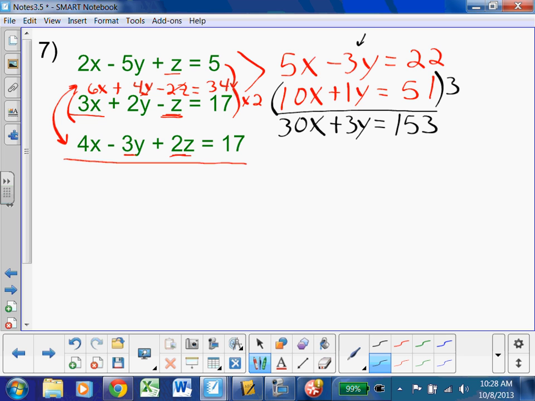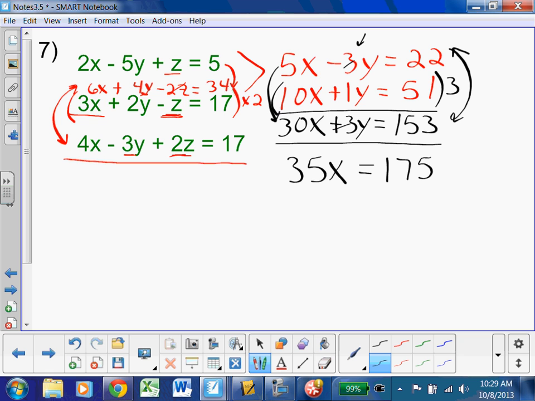All right. Now, add these two equations together. Add those two equations together. Notice what you get. 35x. You put your 5x with your 30x. You're also going to cross off y's, so they cross off. 22 and 153 is going to be 175.